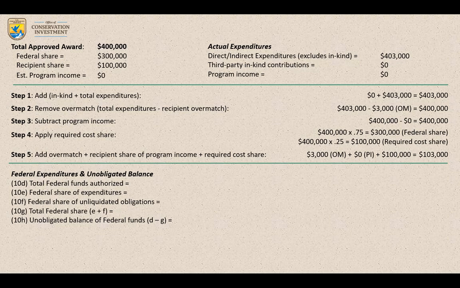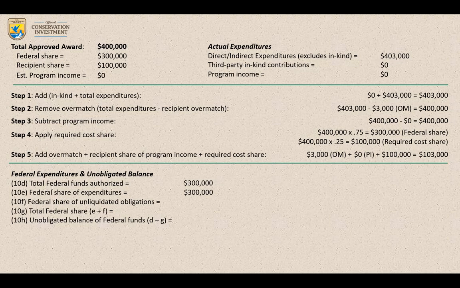For 10D, the recipient identifies the total federal funds authorized. This amount is $300,000 and comes directly from Field 11M Federal Share on the Grant Solutions Notice of Award. Field 10E represents the federal share of expenditures. This amount is $300,000 and comes from Step 4, where the recipient calculated the federal share of award expenditures.